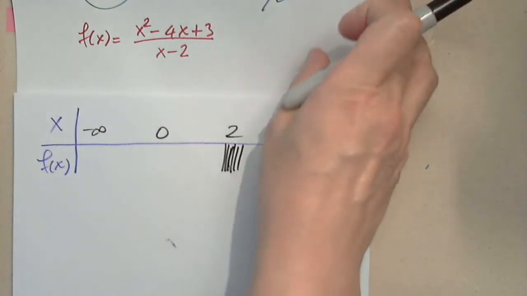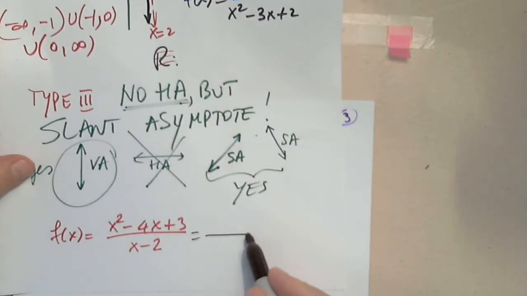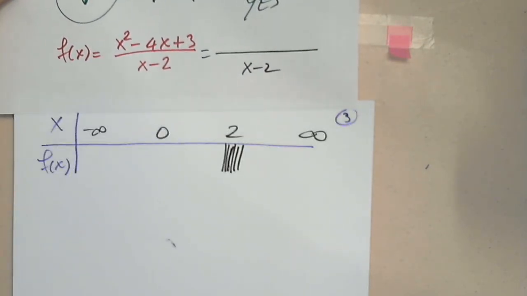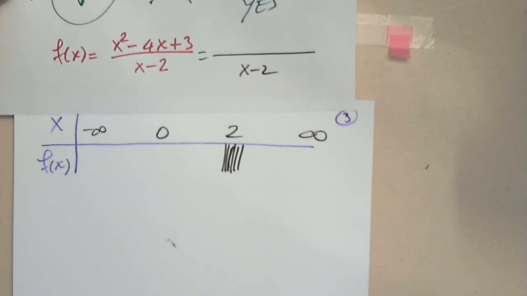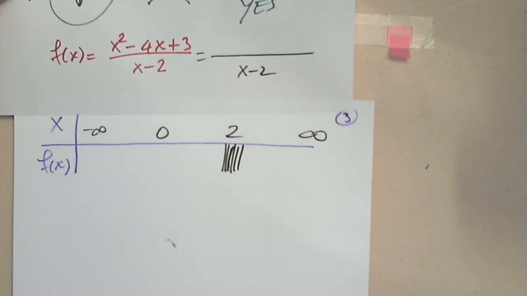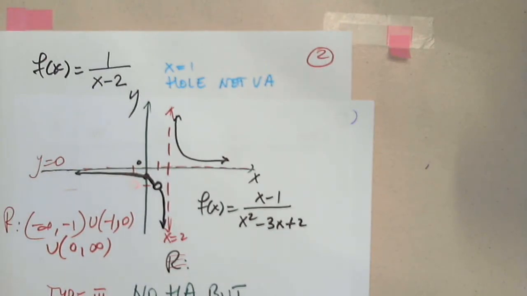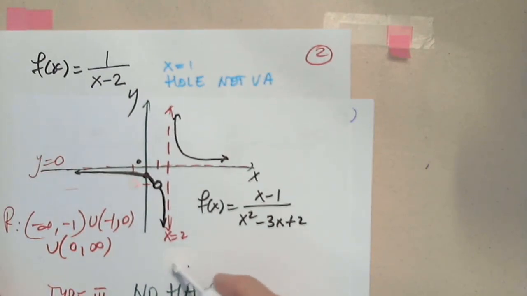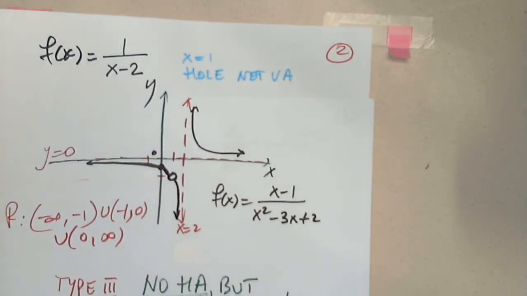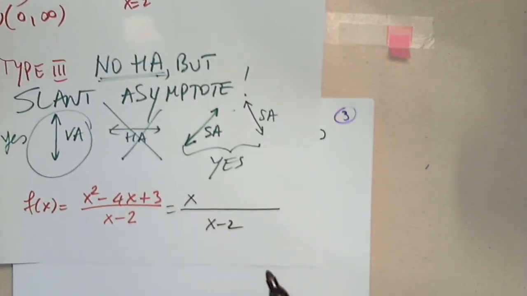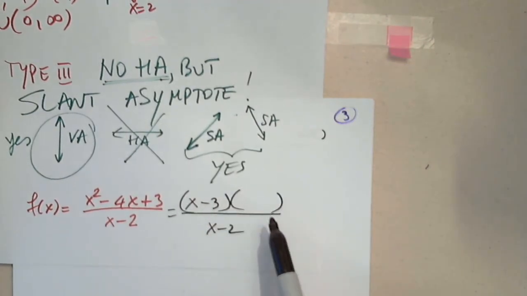Let's factor the numerator. Can anyone give us the factored form of the numerator? Anyone? X plus... careful. Oh, I didn't see that was the negative. X minus 3 and x minus 1. Excellent.